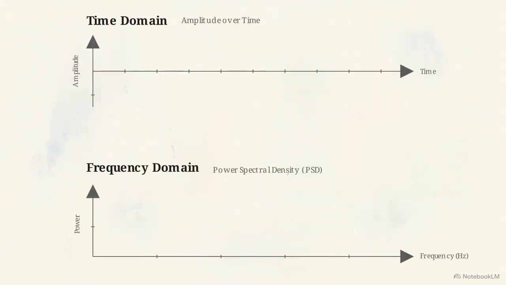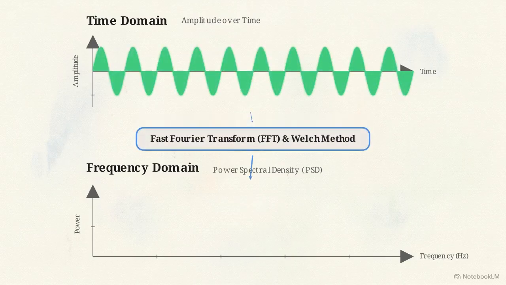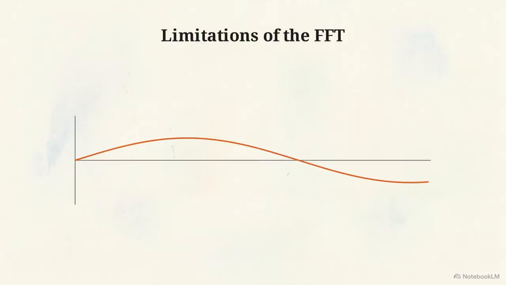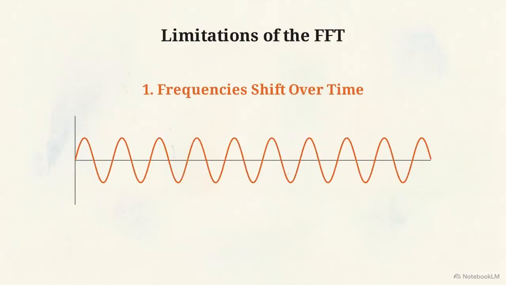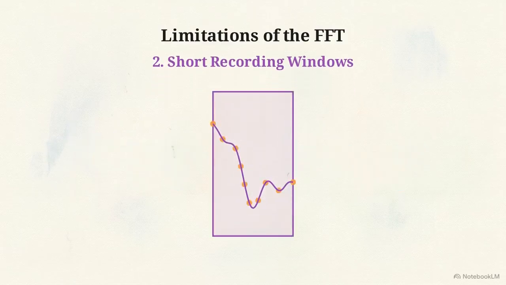Digital processing changed the standard. The Fast Fourier Transform, or FFT, and the Welch method became the reliable tools for extracting frequency power from stationary signals. But while the FFT is technically perfect for long, stable datasets, it fails when applied to the specific constraints of the human body. There are two specific barriers that stop the FFT: signals where frequencies shift over time, and recording windows that are simply too short to process.